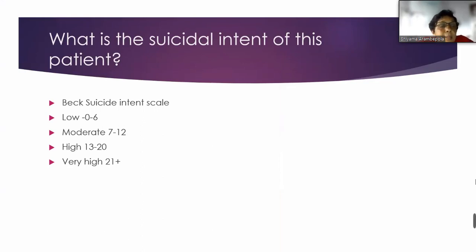So this gives an idea about how to assess the intent of suicide. This is the same things that we have discussed, but they have given a scoring system, a scale, right? So this is very useful for us to assess the suicidal intent of the person. With the Beck Suicidal Intent Scale, between 0 to 6 means low suicidal intent, and 7 to 12 you get moderate suicidal intent. If it is 13 to 20, then you get high suicidal intent, and if it is more than 21, very high suicidal intent, right? So here we are only talking about the intent to die, what intention the patient had in order to die, right?